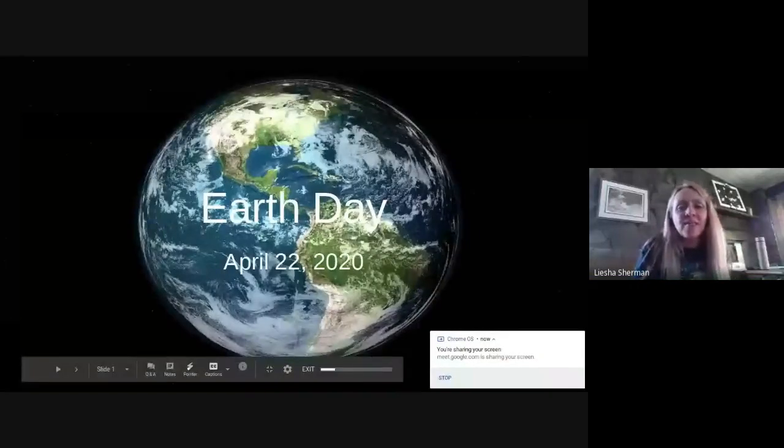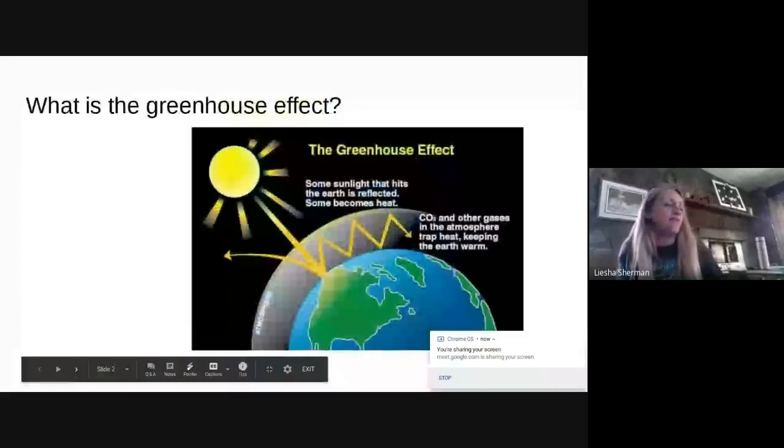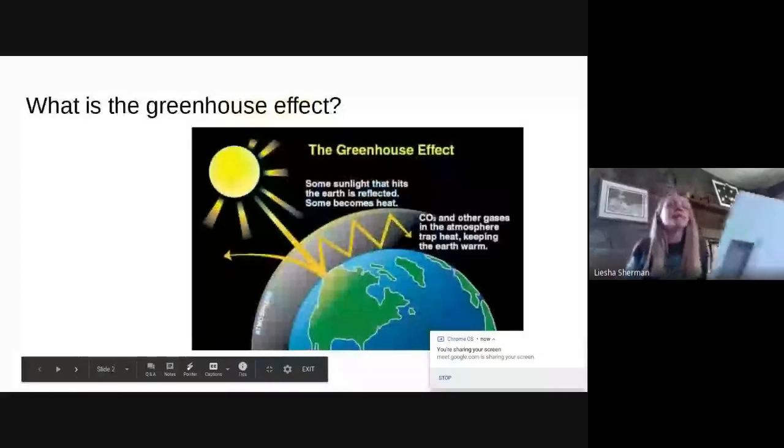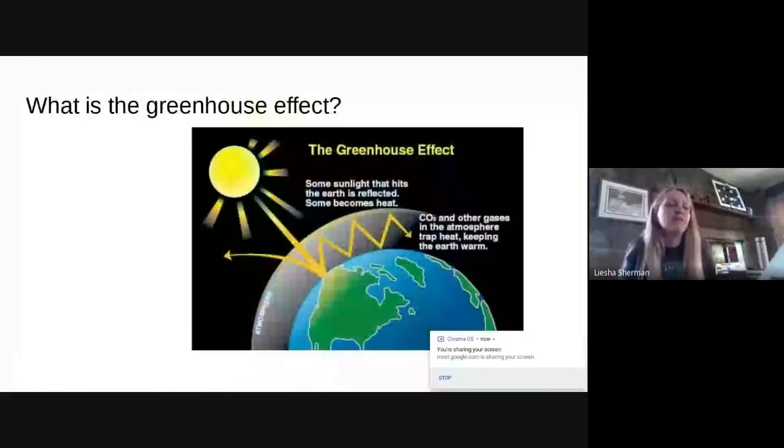All right, so today's Earth Day, April 22nd, 2020. It's the 50th anniversary of Earth Day. And what is the greenhouse effect? Greenhouse gases exist in the atmosphere surrounding the Earth and keep it warm. This diagram shows the path of energy. The sun gives off energy that is absorbed by the Earth. This is how our planet gets heat. Some of this heat is radiated back into space, meaning it leaves the Earth and goes into space.